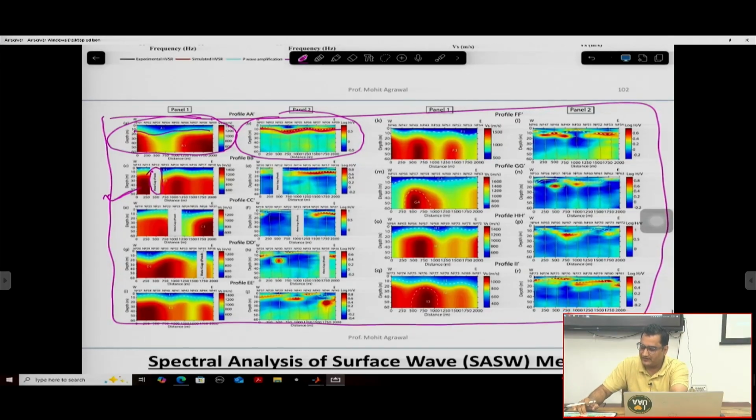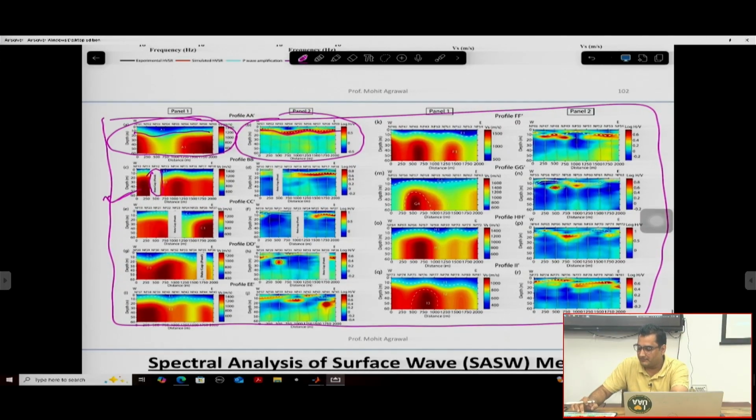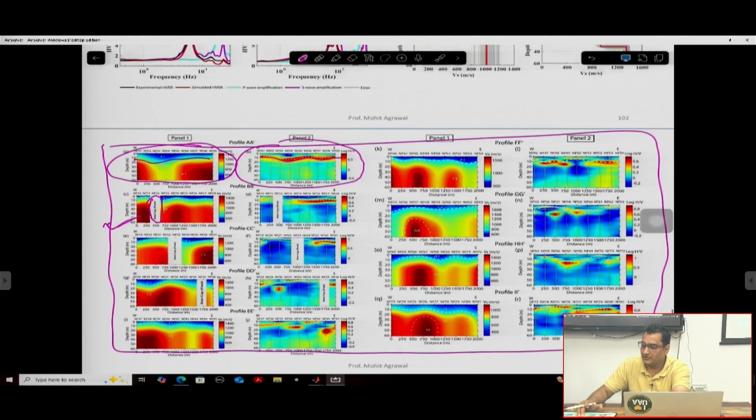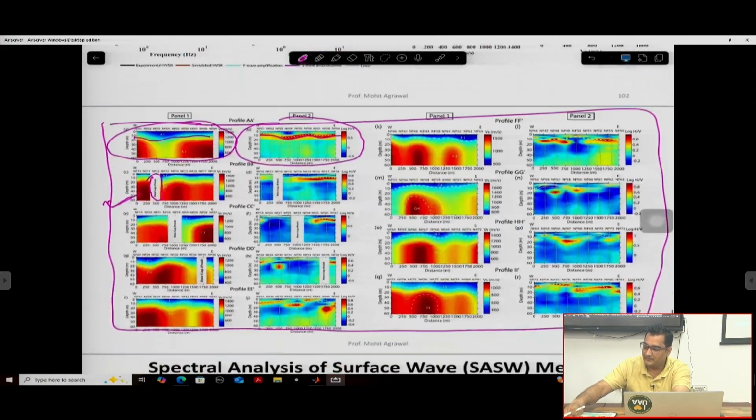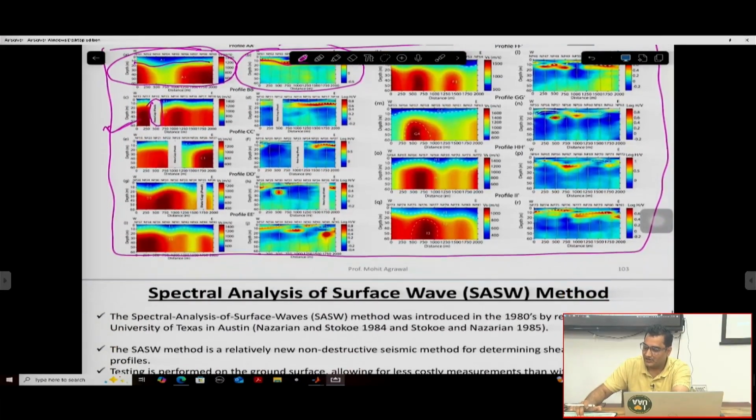We also tried to interpret them, and after interpretation, whatever results we got, we published in a peer-reviewed journal, Natural Hazards.